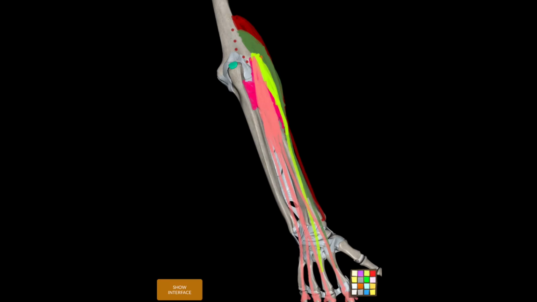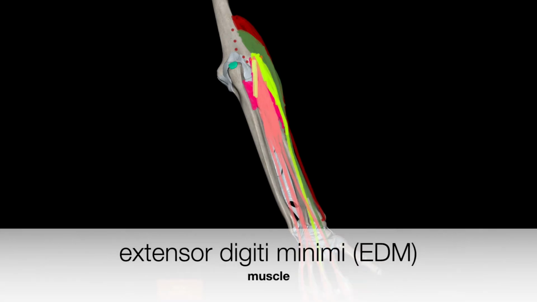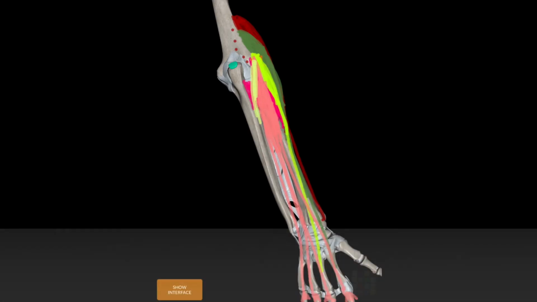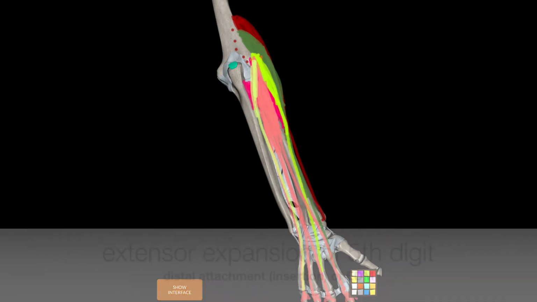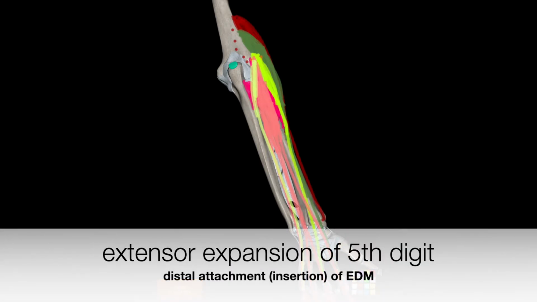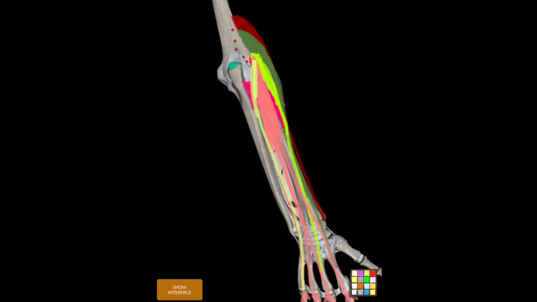A small offshoot of extensor digitorum for some reason is extensor digiti minimi, again from the common extensor origin, a small muscle that joins the extensor expansion of the 5th digit. This enables you to extend your little finger on its own, which is very useful, for example, when drinking tea.